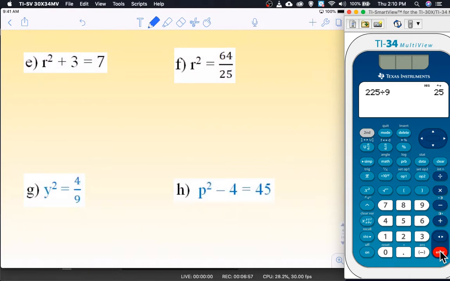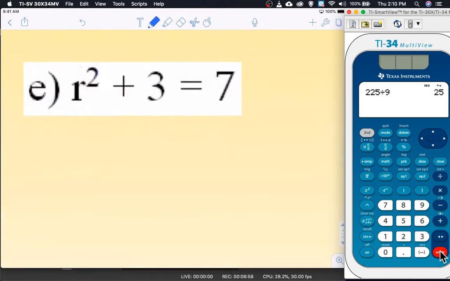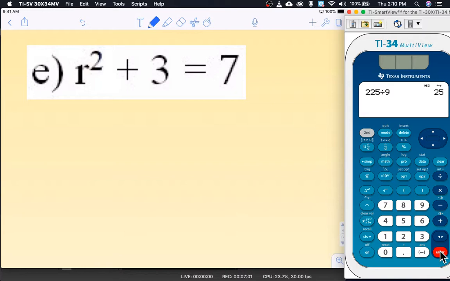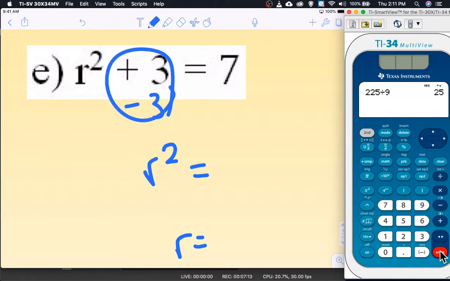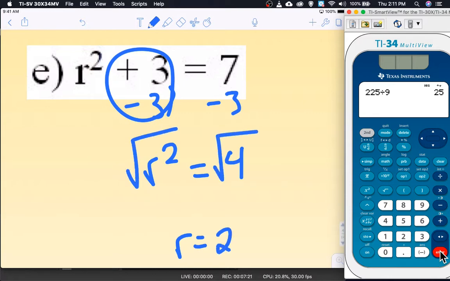A little bit uglier problems. I mean, slightly different. Here, we're just going to do the same thing. We need to get the r squared by itself first so that we can square root it to get our variable by itself. In order to make that happen, we're going to subtract 3 on both sides and get 4. We're going to square root both sides and get both a positive and a -2.